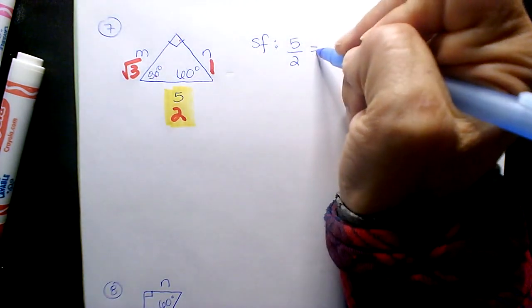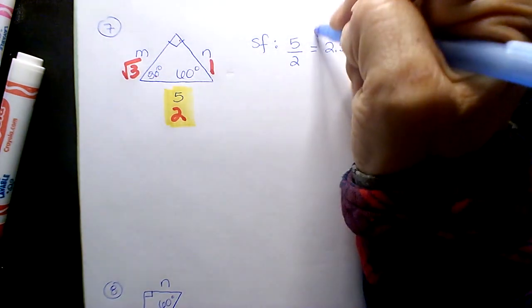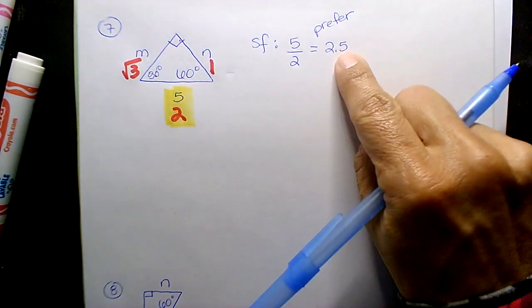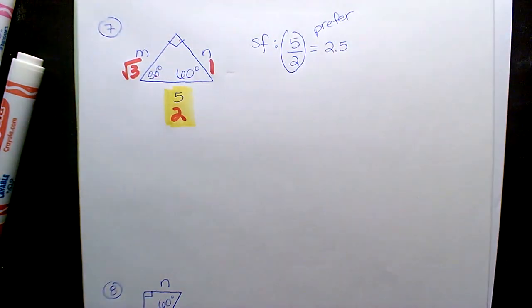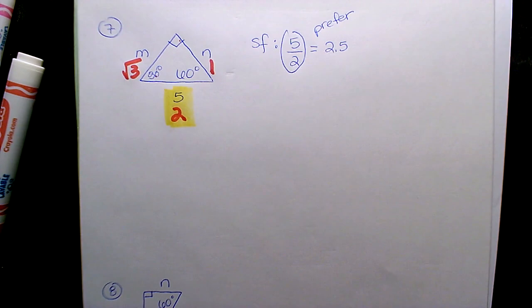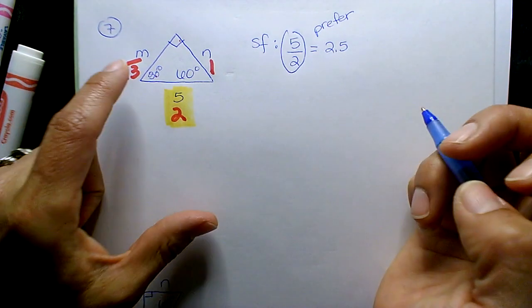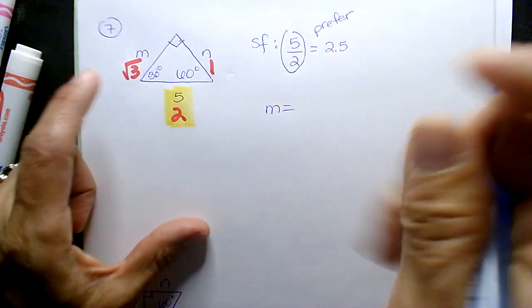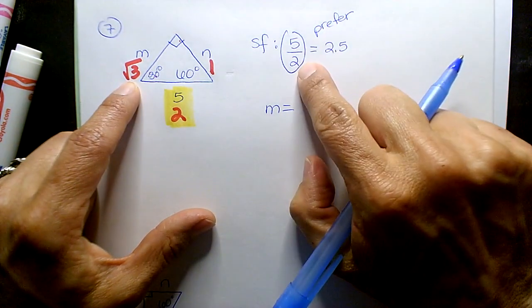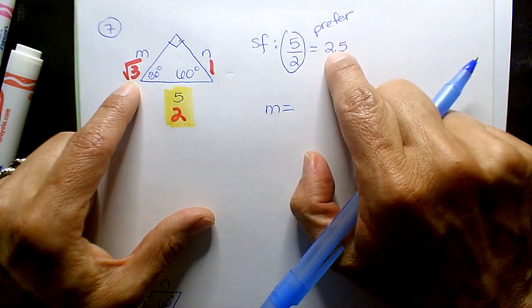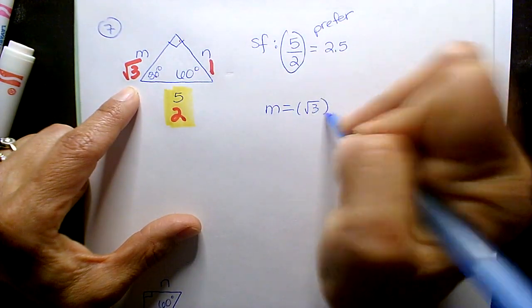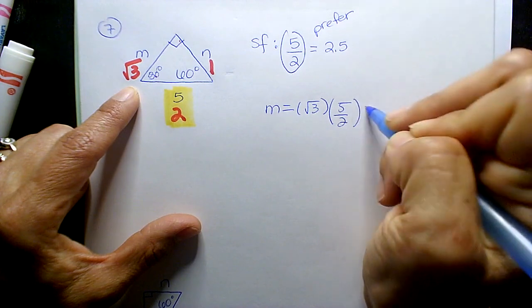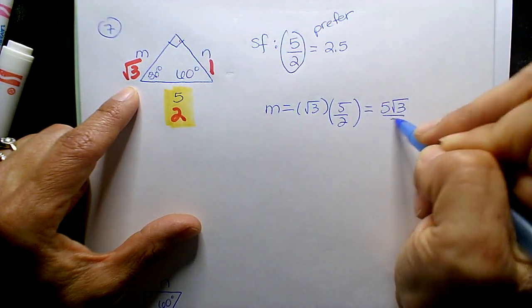You have to decide for yourself which you prefer: the 2.5 or the 5 halves? I'm going to use the 5 halves as my scale factor. If I want to find out what M is, it's the reference times my scale factor. What is rad 3 times 5 over 2? It's going to be 5 rad 3 over 2.